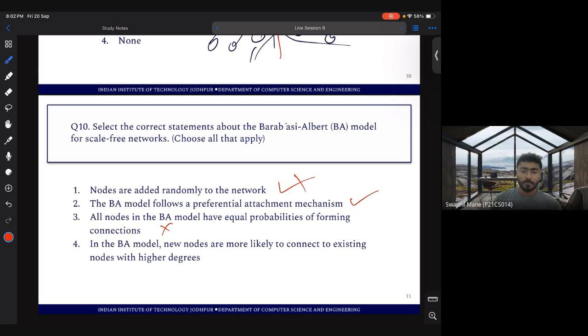In the BA model, new nodes are more likely to connect to existing nodes with higher degrees. That is also true, right? In the Barabasi model, new nodes are more likely to connect to existing nodes with higher degree, which is also stated as preferential attachment, right?